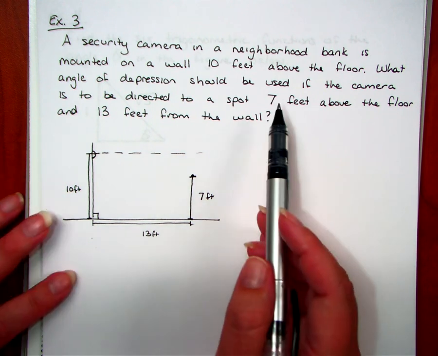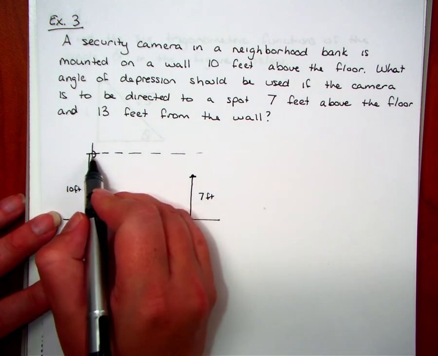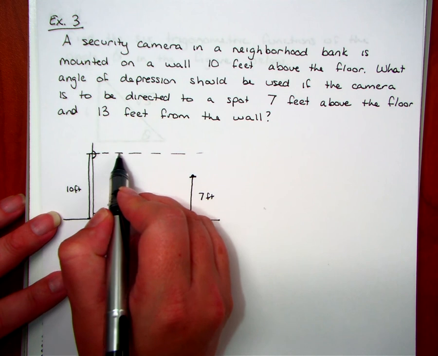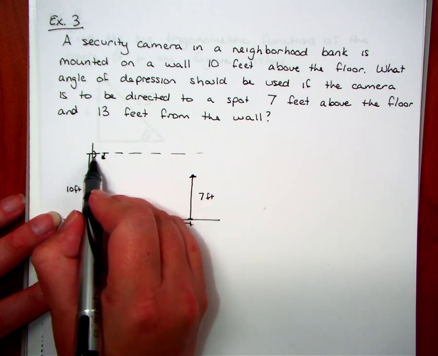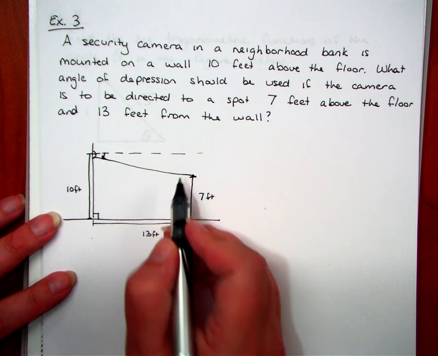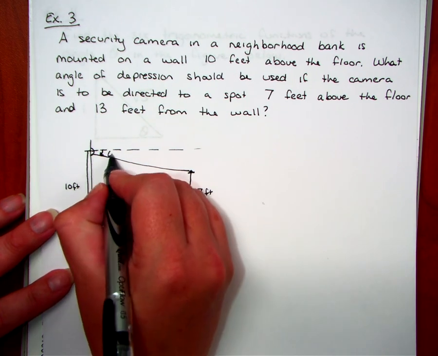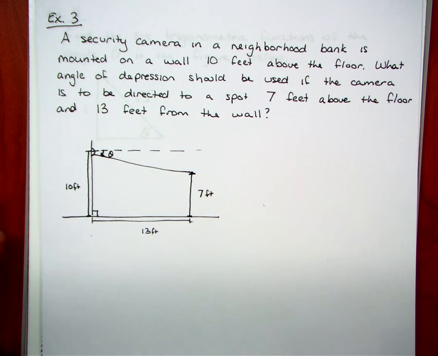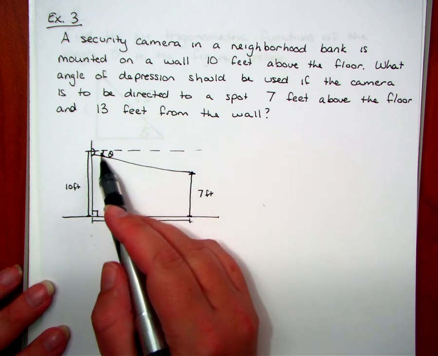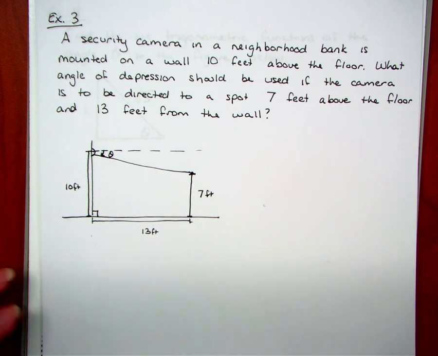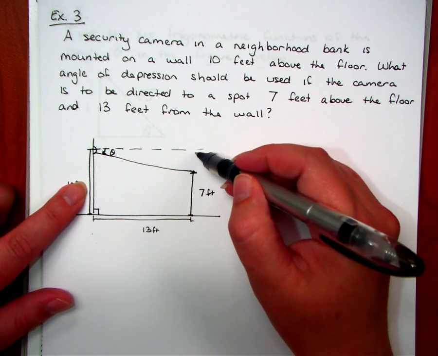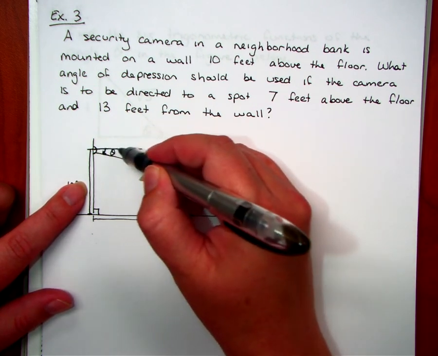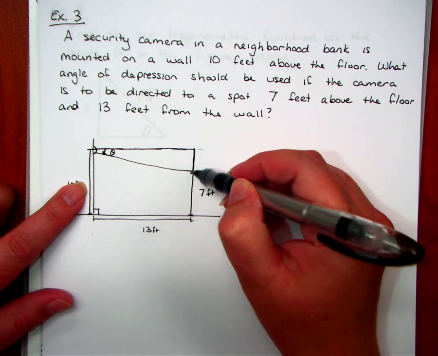And it's asking for the angle of depression. So if I start with this horizontal line of sight of the camera and start tilting that camera down to that spot, this is my theta that I'm looking for. That angle of depression from the horizontal line rotated down. So I'm going to use this upper triangle here to solve this problem.